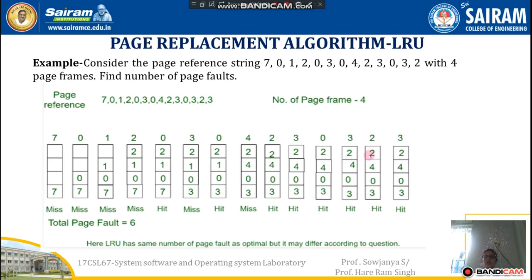Next number is 2. 2 is already present in the main memory, so no page fault. In a similar way, 3 is also present, no page fault. So this is how the least recently used page replacement algorithm works.